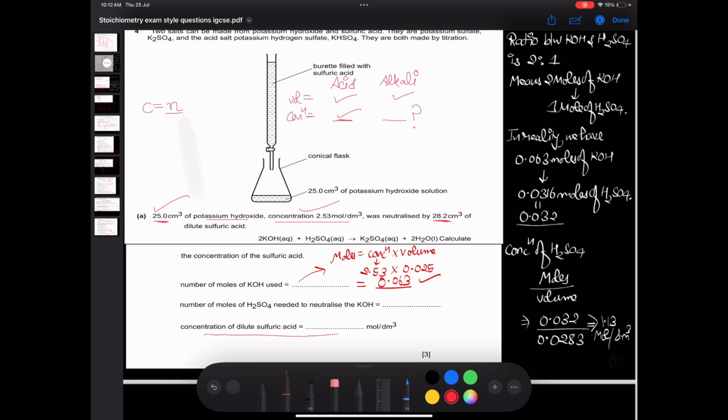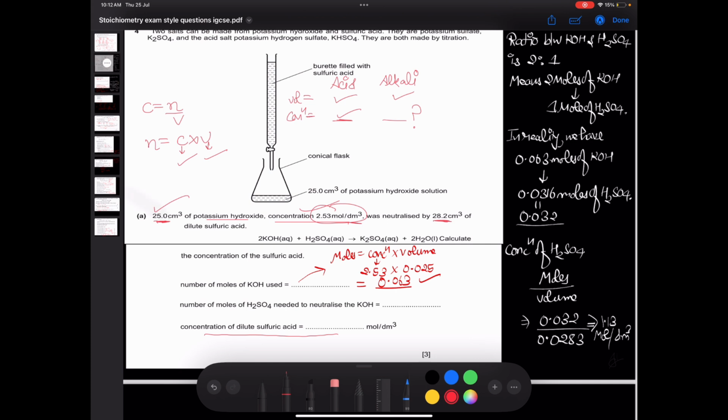Concentration is equal to moles by volume. So, moles is equal to concentration times volume. We can say this, right? For potassium hydroxide, we know the concentration, 2.53 moles per decimeter cube, and we also know the volume, that is 25 centimeter cube. However, there is one issue.